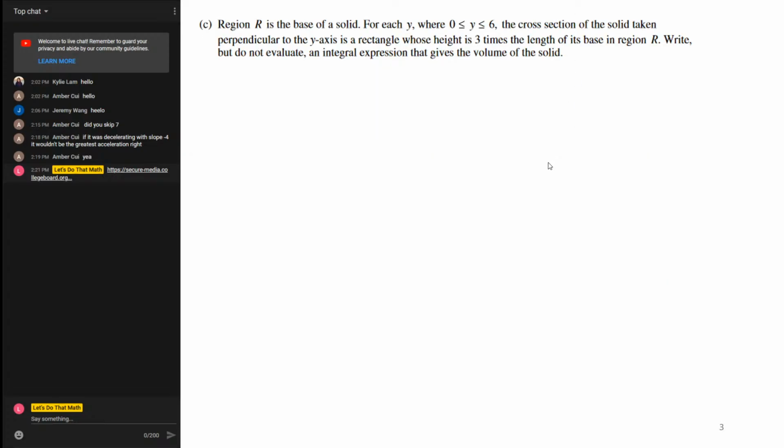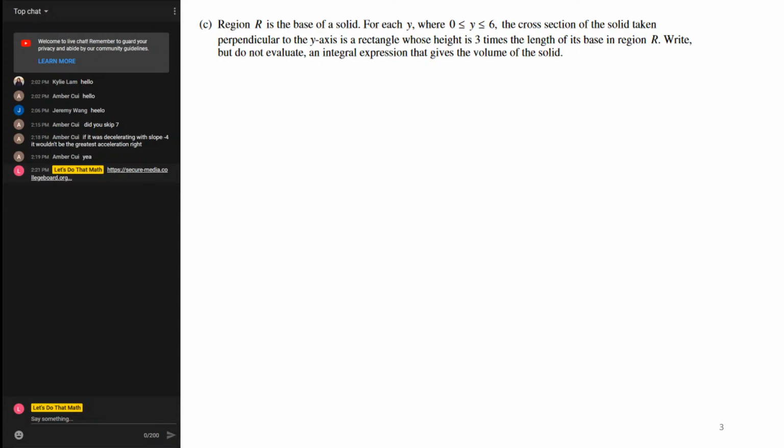Which is like this. So region R is the base of a solid. For each y, where y is between 0 and 6, the cross section of the solid taken perpendicular to the y-axis is a rectangle whose height is 3 times the length of its base. Right, but do not evaluate an integral expression that gives the volume of the solid.